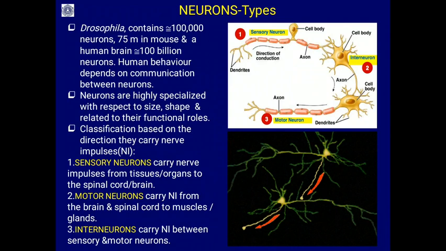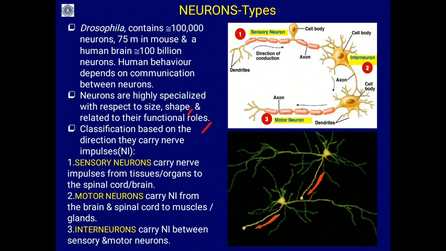The neurons are highly specialized with respect to their size and shape, related to their functional role. First, classification based on the direction in which they carry impulses. They are called sensory neurons. Sensory neurons carry nerve impulses from the tissues or organs to the spinal cord or the brain. These are sensations: touch sensation, pain sensation, or visual stimuli or auditory stimuli. These are all carried to the brain or the spinal cord through these sensory neurons.